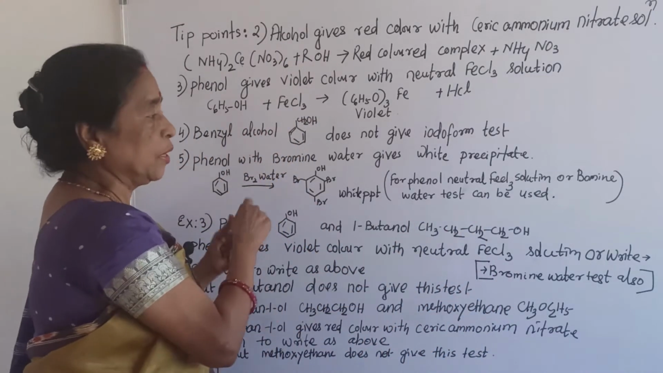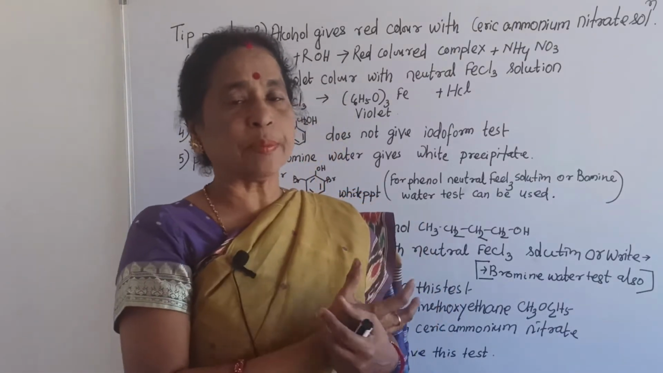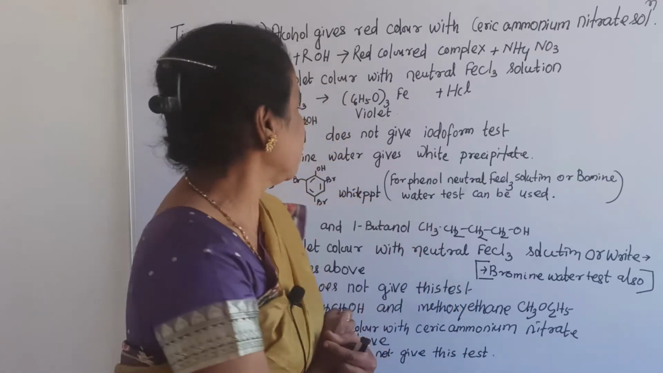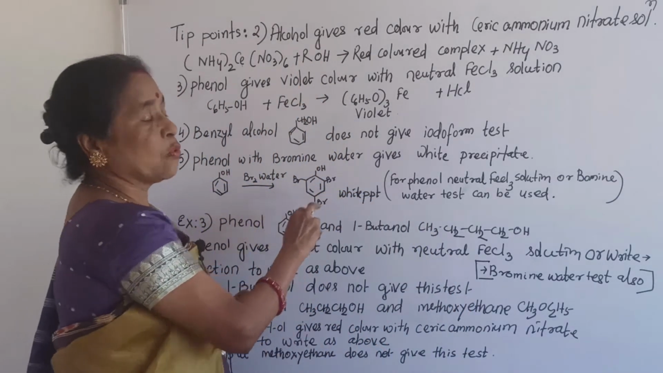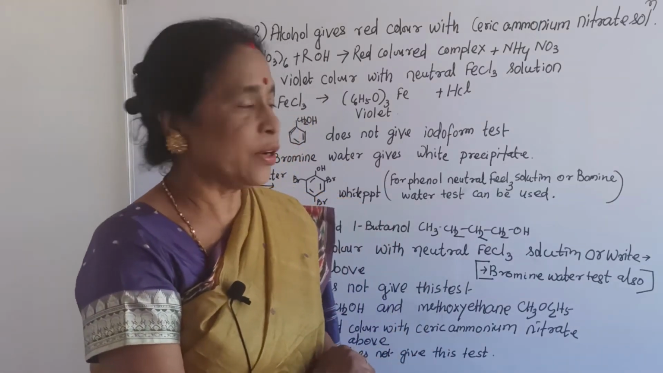Phenol with bromine water is also a very important test, because it will give a white precipitate. When phenol is treated with bromine water, what happens? It gives a white precipitate. That is also one important test for phenol.